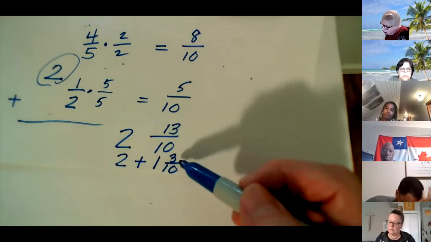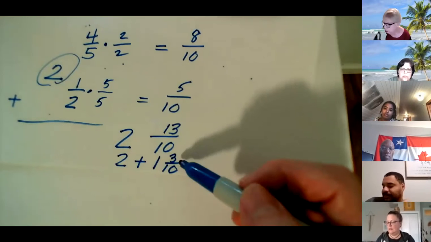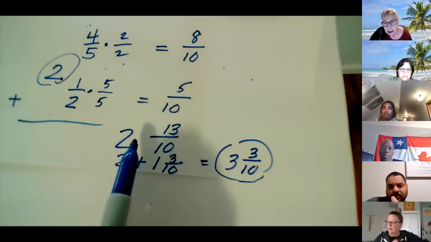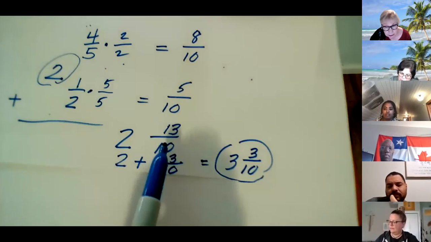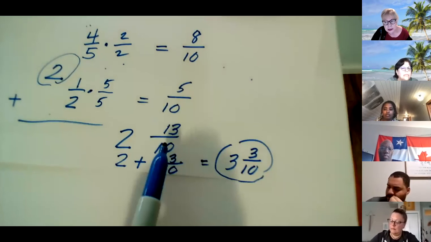So I would expect you to do this. This is deceiving. It looks like it's 2 and change, and it's not. It's really over 3. And so this is the better answer. It's clearer. Okay.